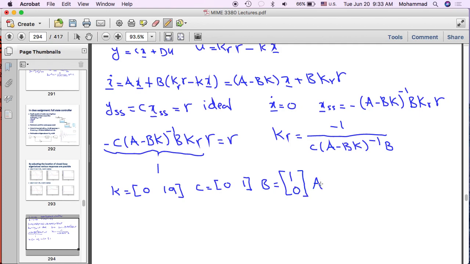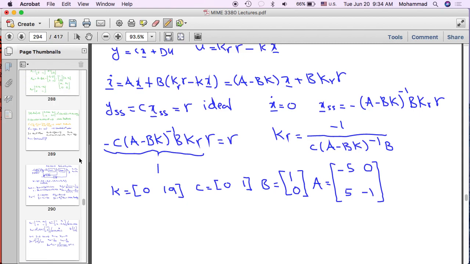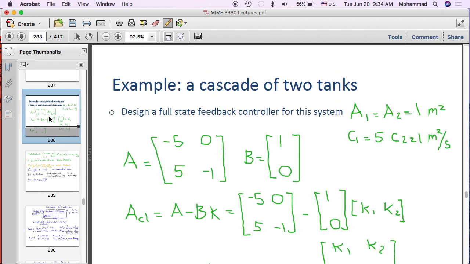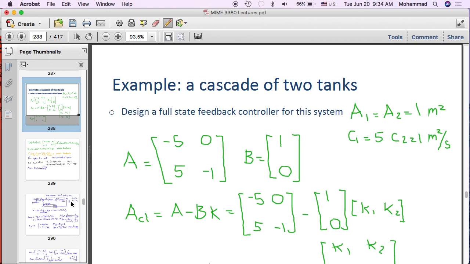And A of open loop was what? What was A of open loop? That's what I remember, -5, 0, 5, -1. Please check. So I think it was -5, 0, 5, -1. Please double check. Is this A of open loop? Yeah, -5, 0, 0, 5, -1. So that's A of open loop.